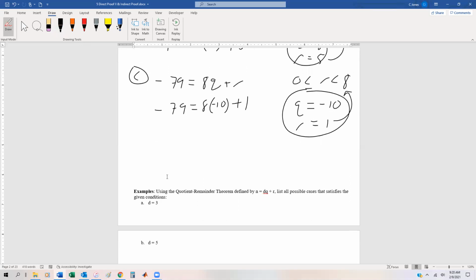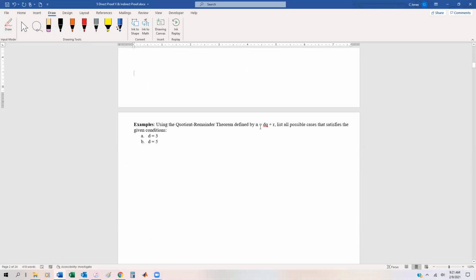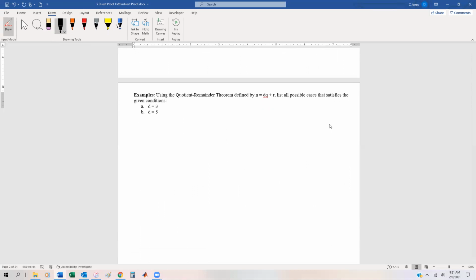As an extension of this, let's use the quotient remainder theorem as defined by n equals dq plus r to list all possible cases that satisfy the given conditions. All right, and this is going to be important later when we start doing proofs involving the quotient remainder theorem. So for letter A, we have n is going to be equal to dq plus r, but we know that d is 3.